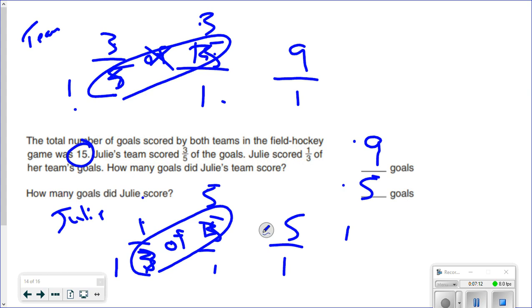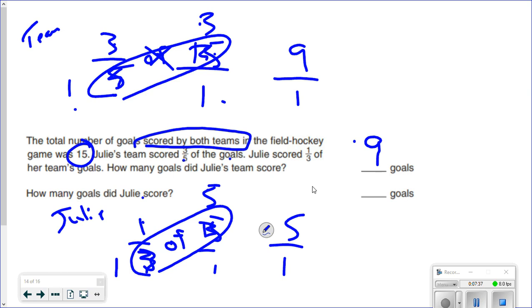9 plus 5 is 14. Well, let's read the question carefully. The total number of goals scored by both teams in the field hockey game was 15. Julie's team scored 3/5 of the goals. Julie scored 1/3 of her team's goals. How many goals did Julie's team score? Oh, so I don't think I did that very well. So that's why you read the problem over again, kids. Hopefully you guys caught that.